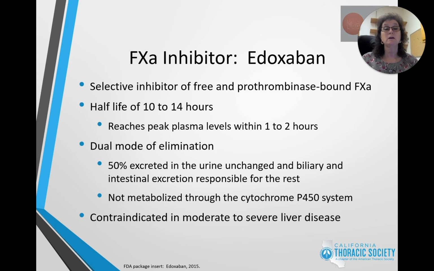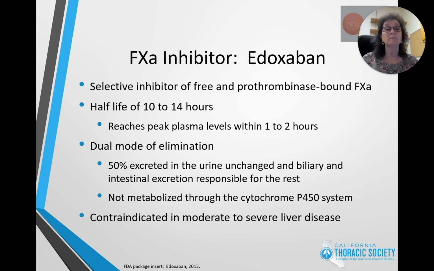The next agent is edoxaban. It's a selective inhibitor of both free and prothrombinase-bound factor Xa. Its half-life is also 10 to 14 hours, and it reaches peak plasma levels within 1 to 2 hours. It has a dual mode of elimination, with about 50% of it excreted unchanged in the urine and the rest of it excreted through the biliary and intestinal system.